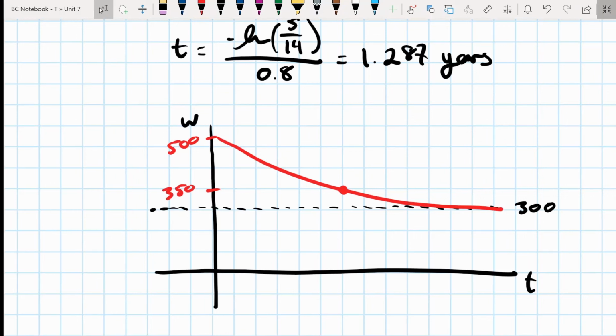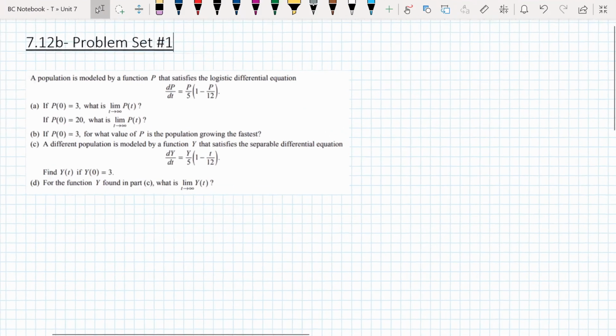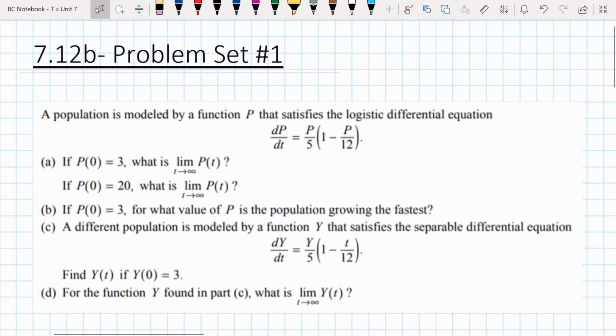All right, let's wrap up this video by doing one more problem set. The first part is a logistic differential equation, and then the question changes. So these are two questions that are a little bit more conceptual. Here we have a logistic differential equation that models population growth.